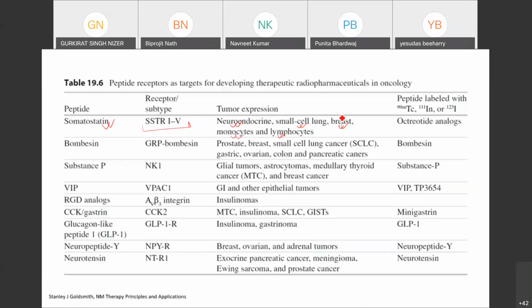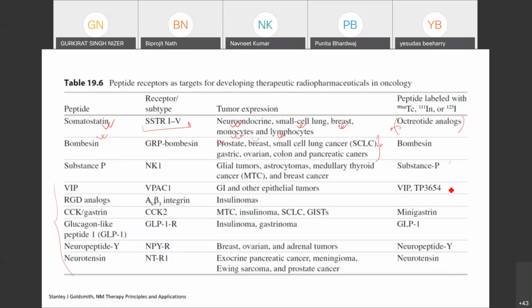We can image these by using technetium, indium, or iodine-123 octreotide analogs. Yttrium-90 DOTA-TOC or DOTA-TATE can be used for imaging somatostatin receptors. Another peptide, bombesin, is overexpressed in prostate cancer, breast cancer, and this group of cancers, and we can use technetium-labeled bombesin to image it. So these are groups of peptides overexpressed in these diseases. I will share the slide with you. You can see which peptide is overexpressed in which tumors, and how to image them.